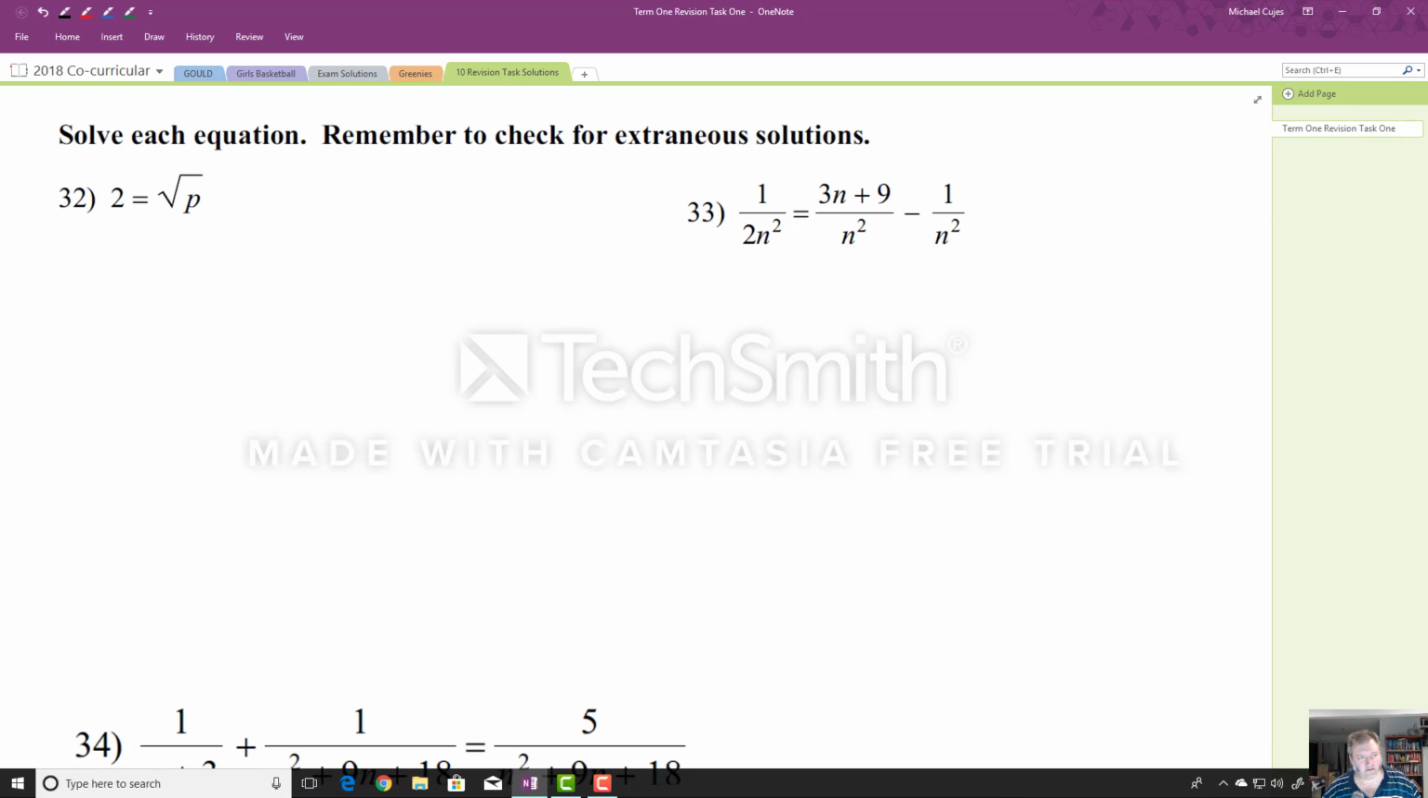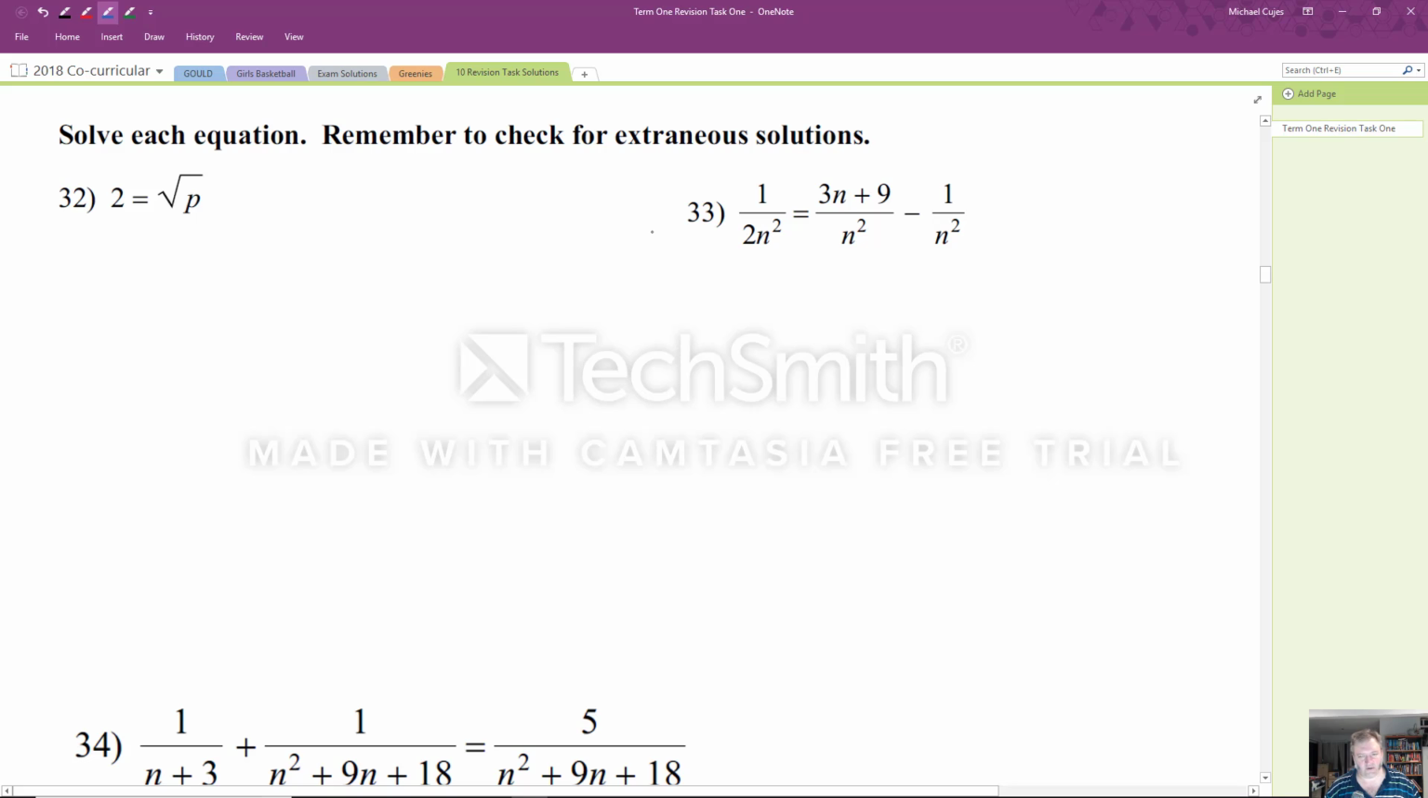Alright. Solve each equation. Remember to check for extraneous solutions. They're just looking for solutions which would be undefined, such as n equals 0. We don't need to worry about that for these ones though, so let's just see how we go. 2 equals the square root of p. Obviously, opposite of square rooting is to square. So I'm just going to square each side, and I get 4 equals p.